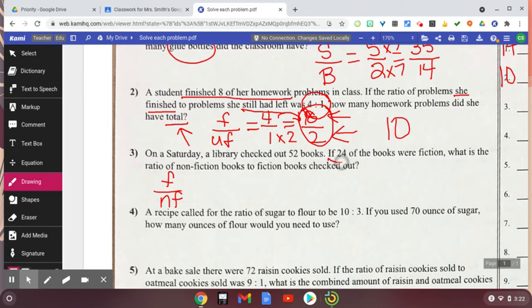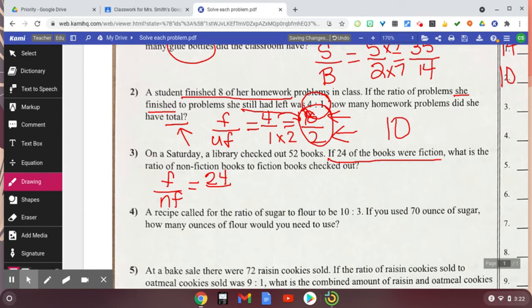Now it does tell me right up here that 24 of the books were fiction. So I know that 24 must go up on top, but I don't have any information that tells me about what nonfiction was. It also does not give me a ratio like problems 1 and 2 did. We're going to actually have to come up with the ratio for our answer.